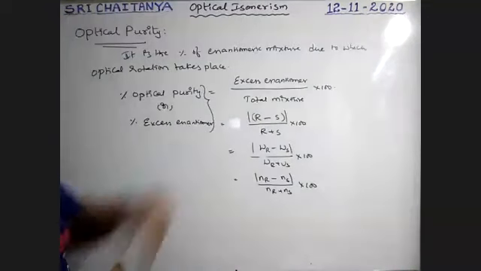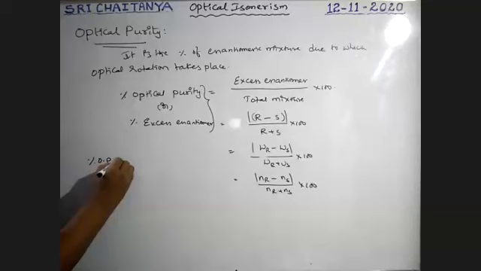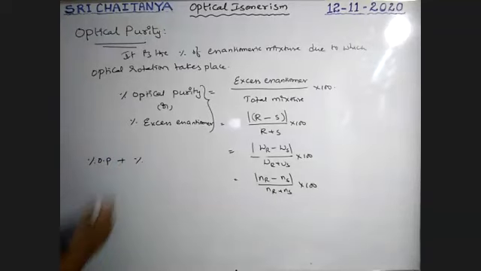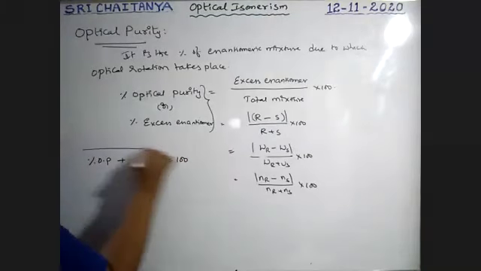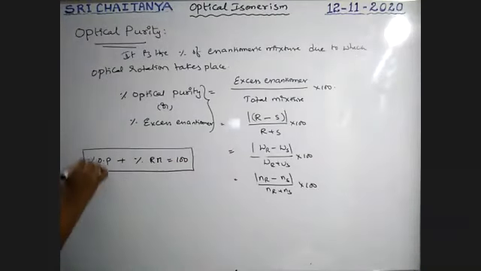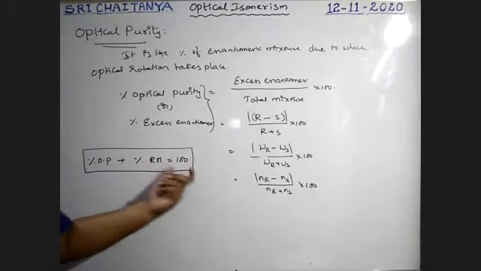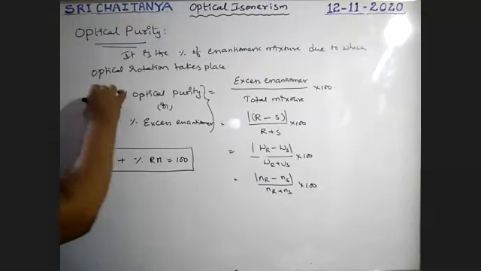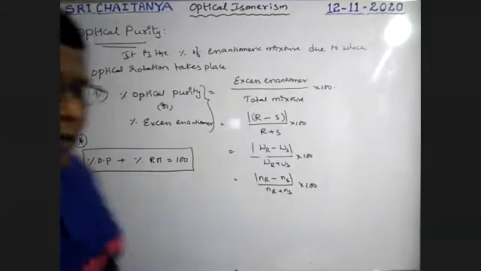So it is very, very important, boys. And also, see here, percentage of optical purity plus percentage of racemic mixture must be equal to 100. Percentage of optical purity, that means excess enantiomer, plus racemic mixture, the total percentage must be equal to 100. By using these two formulae, there are a lot of problems, boys. How to calculate excess amount?